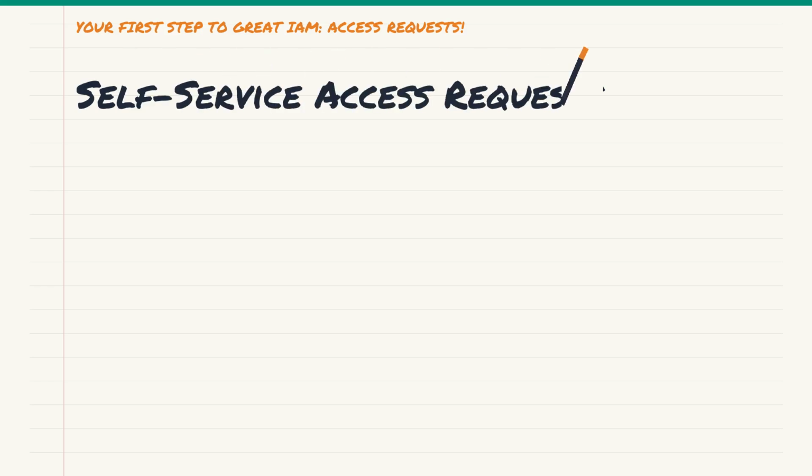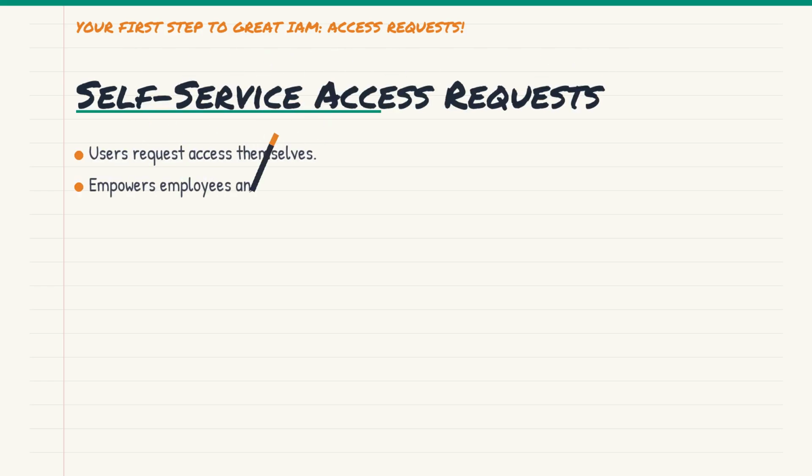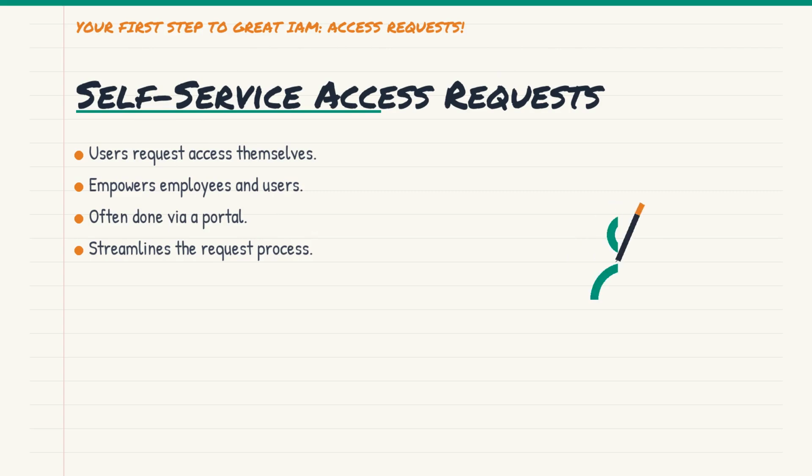A really cool advancement is self-service access requests. This means you, the user, can go into a portal, often a self-service portal, and request the access you need. The system then guides you through the process, maybe even suggesting pre-approved roles or access based on your job title. This empowers users and takes a load off the IT department. It's like being able to order your own supplies online instead of filling out paper forms.